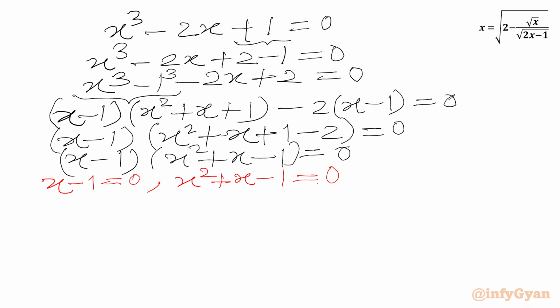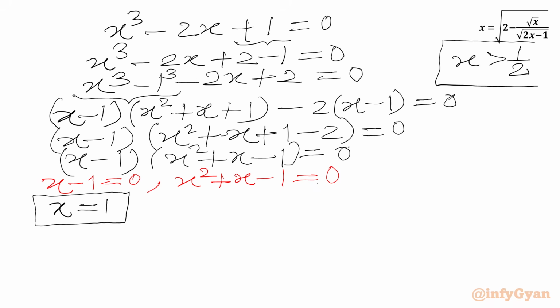From the first equation, I can get x equal to 1 by adding 1 to both sides. So our first real solution would be 1, which is greater than half. The condition was x should be greater than half, then only we'll be getting real solutions. So x equal to 1 is the first real solution.